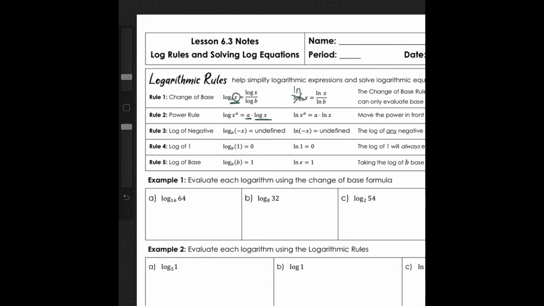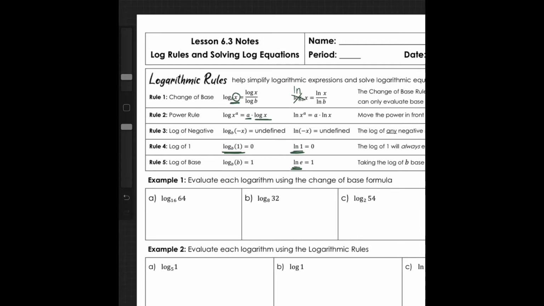And the next rule is log of 1. Anytime you take log of 1, it doesn't matter what the base is, or you take ln of 1, the natural log of 1, ln is just a log with a different base, which is e, the answer will be 0. That's because whenever you put something to the 0 power, the answer will always be 1. And the log of base rule states that if you take the log of what is already the base, it will come out to be 1. And of course with ln, that will be e.